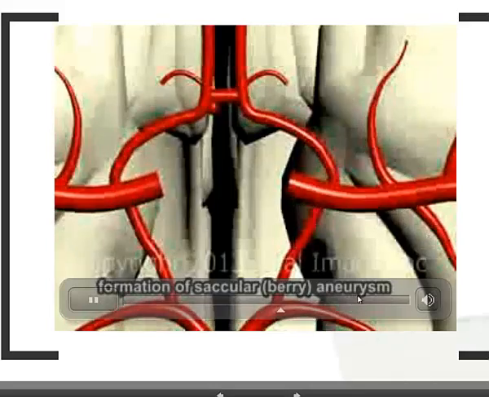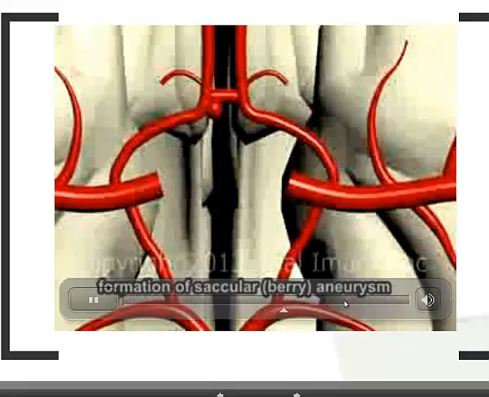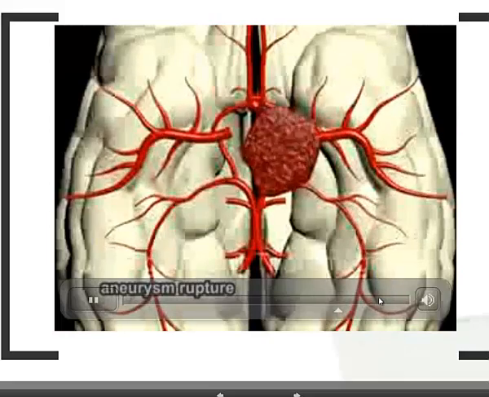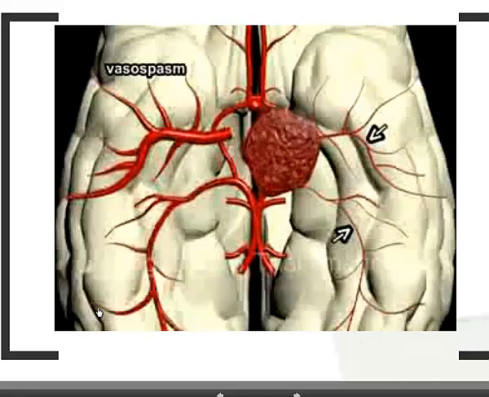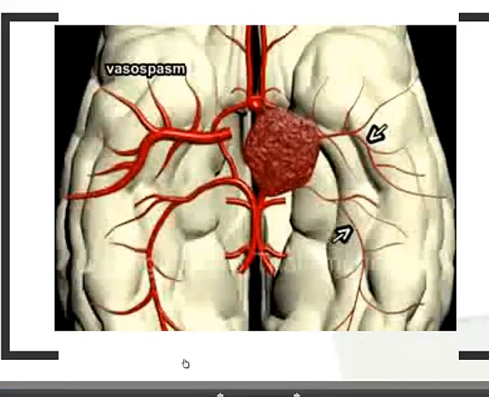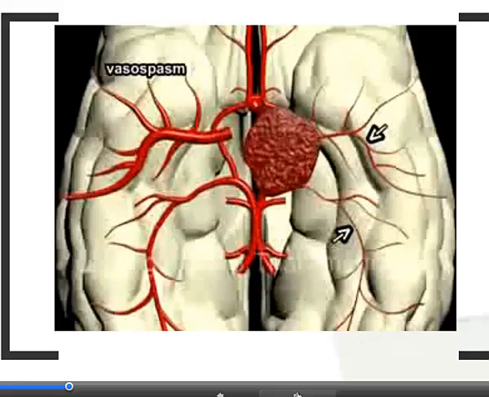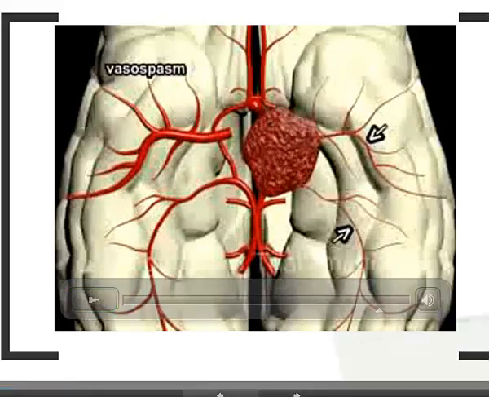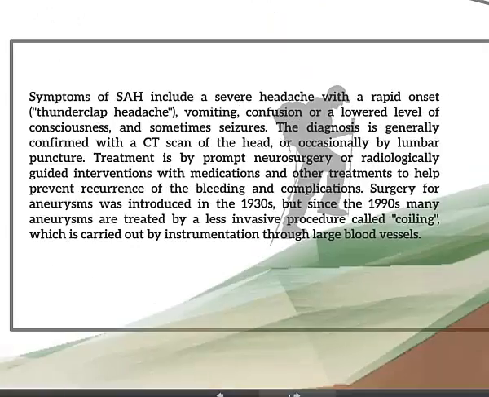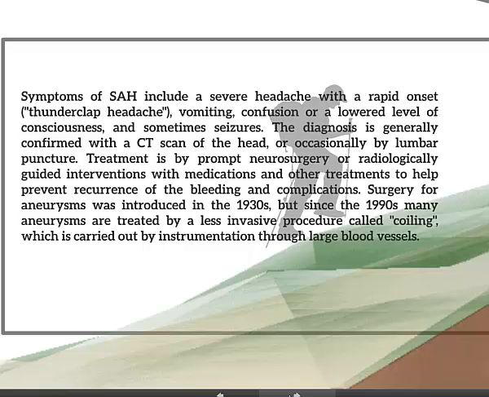Arteries which carry very high flow may occur, and most likely vasospasm occurs as a result of chemical irritation of blood vessel walls by breakdown products of hemorrhage. Symptoms of SAH include a severe headache with a rapid onset, vomiting, confusion or a lower level of consciousness, and sometimes seizures.